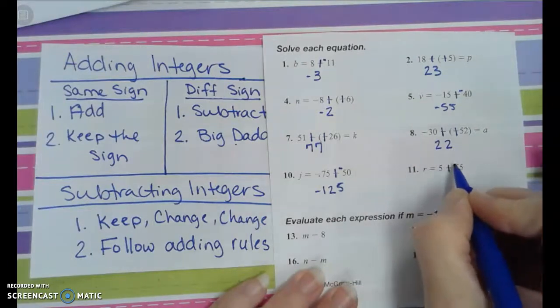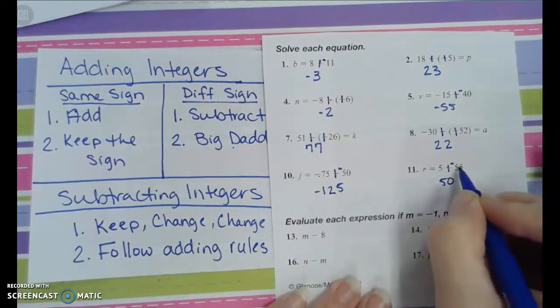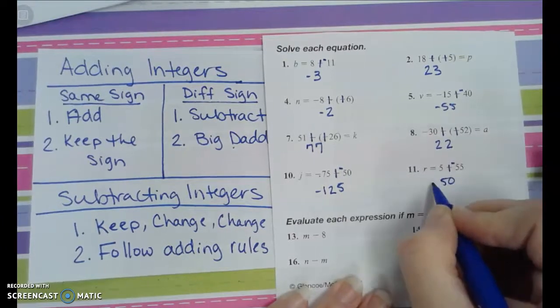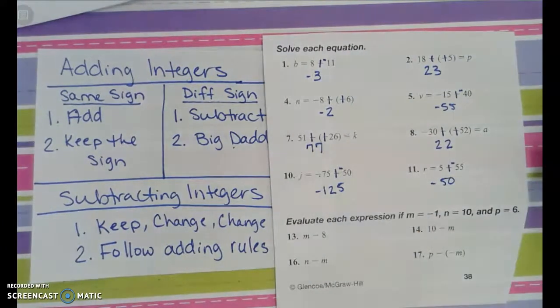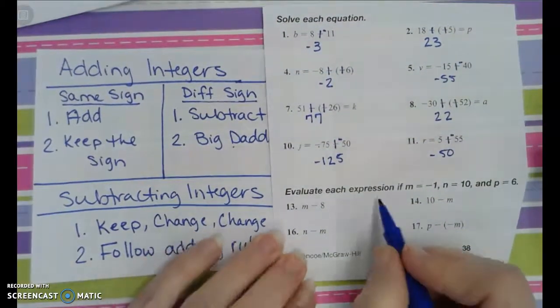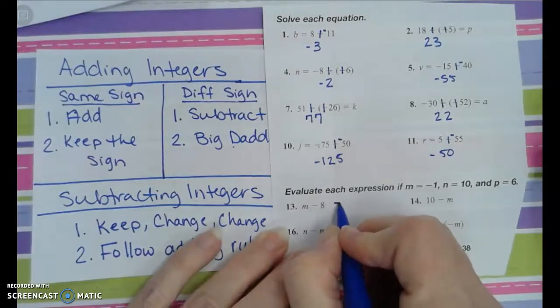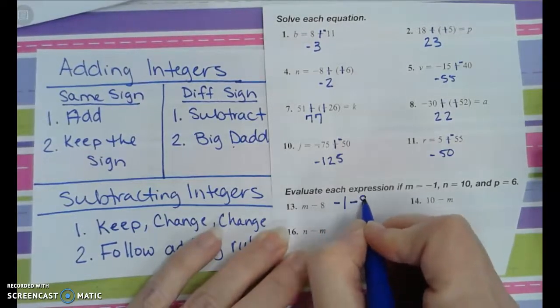Keep, change, change. The signs are different. So different says subtract. When we subtract, we get 50, and Big Daddy is negative. The 55 has the greatest absolute value, so that's going to be negative. Now, if we substitute in, it says m is -1, so that's going to be -1 minus 8.